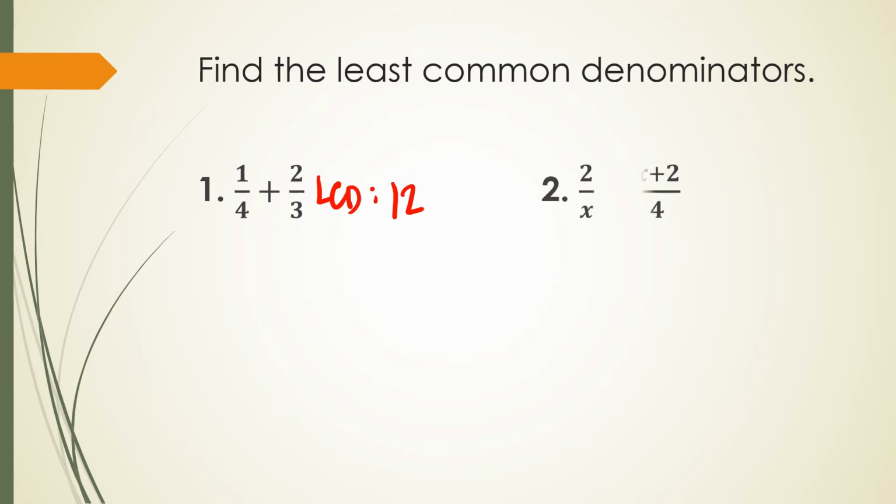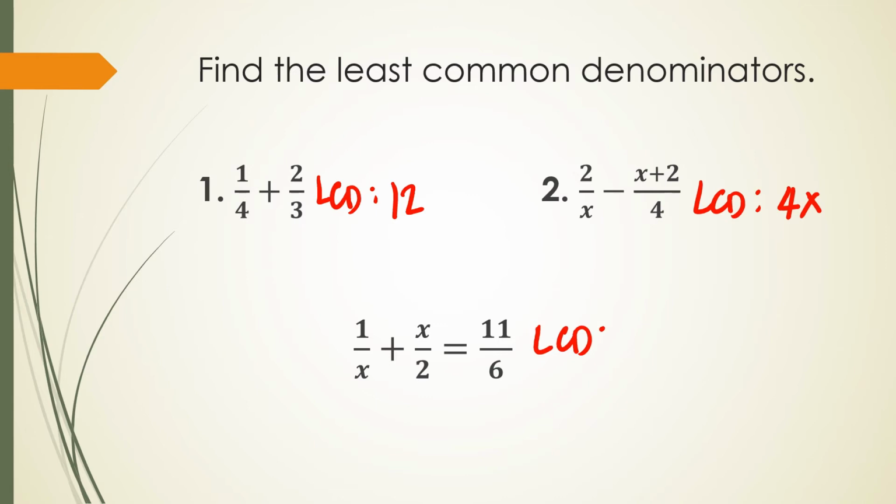How about the next one? 2 over x minus x plus 2 over 4. The LCD is correct. That is 4x. What about the rational expression given the equation of 1 over x plus x over 2 is equal to 11 over 6? What should be the corresponding least common denominator? Correct. The LCD is 6x.